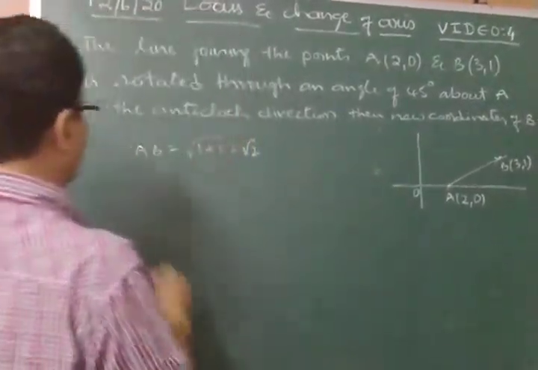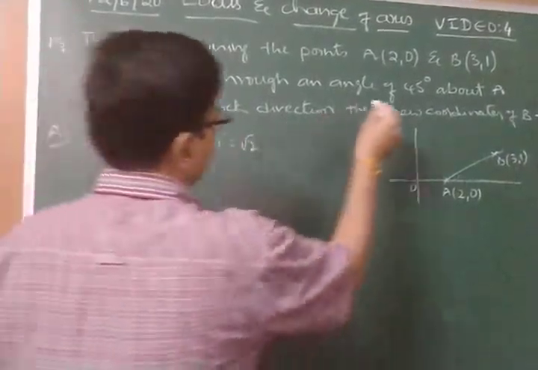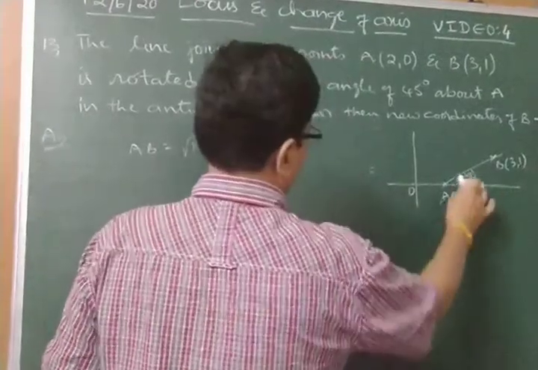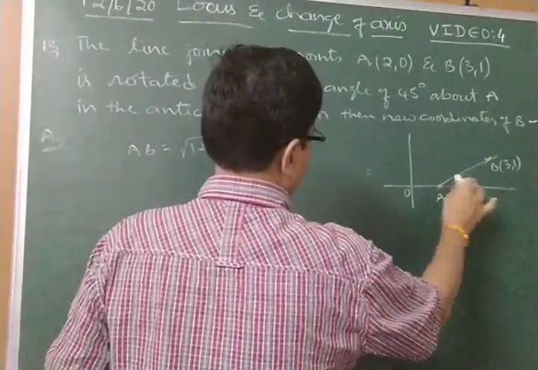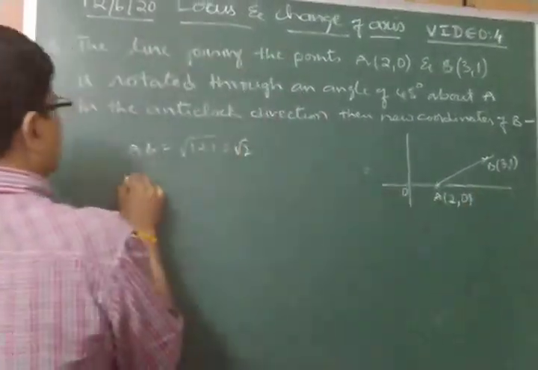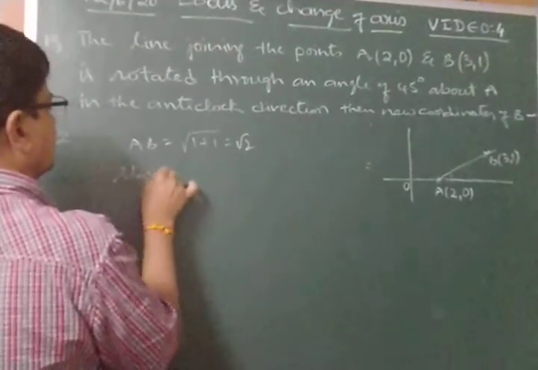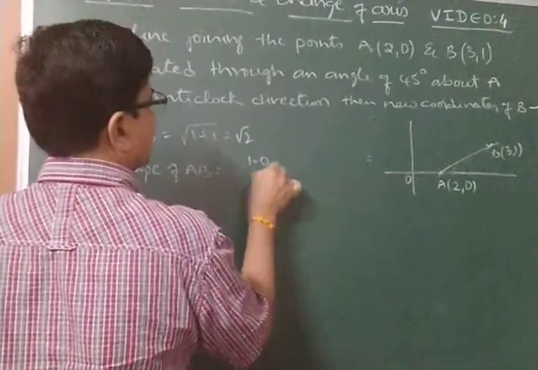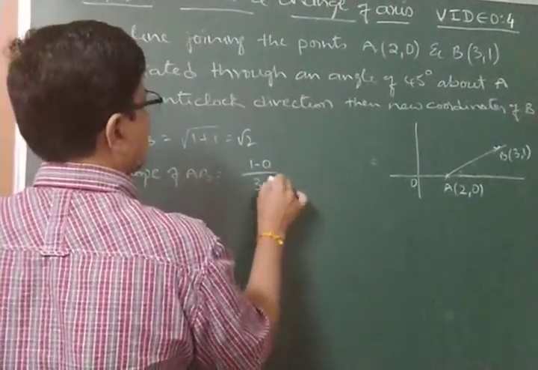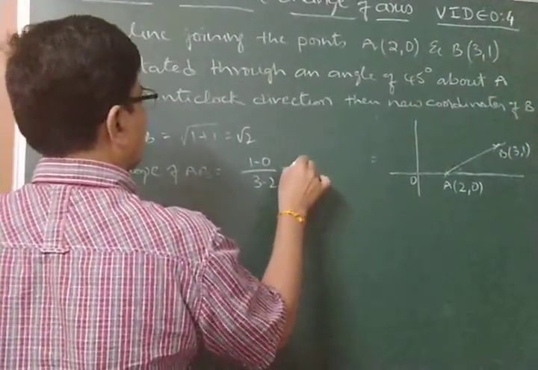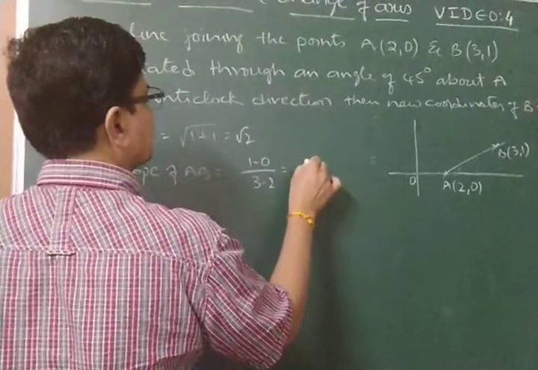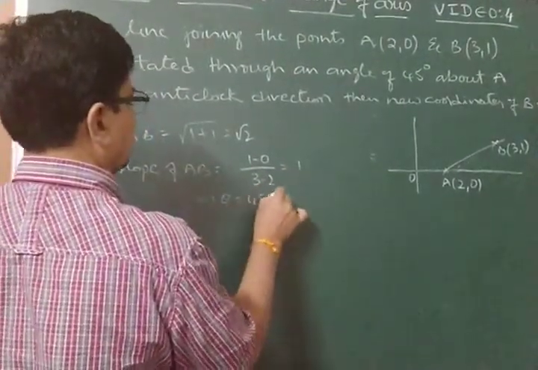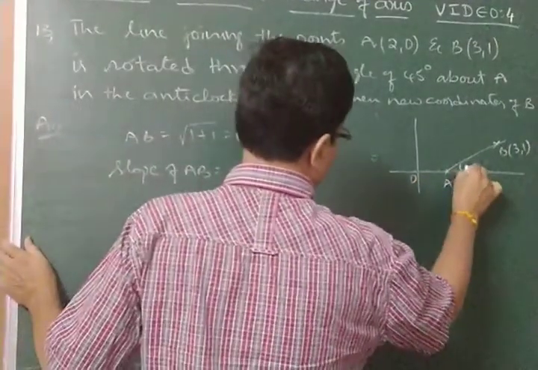And the slope of AB is... sorry, it is not a 45 degrees angle. Slope of AB is equal to (y2 minus y1) by (x2 minus x1), that is 1 by 1, which is 1. That means theta is equal to 45 degrees. This is 45 degrees.